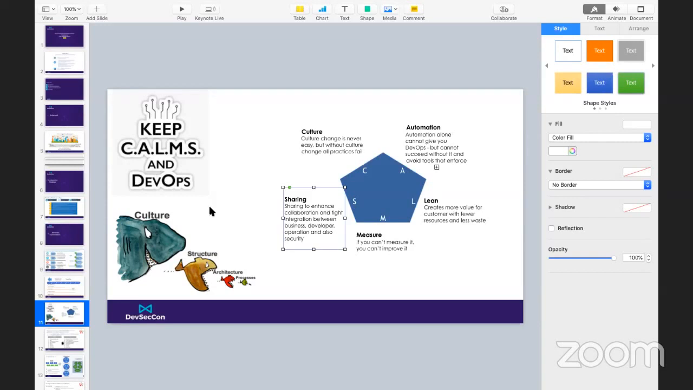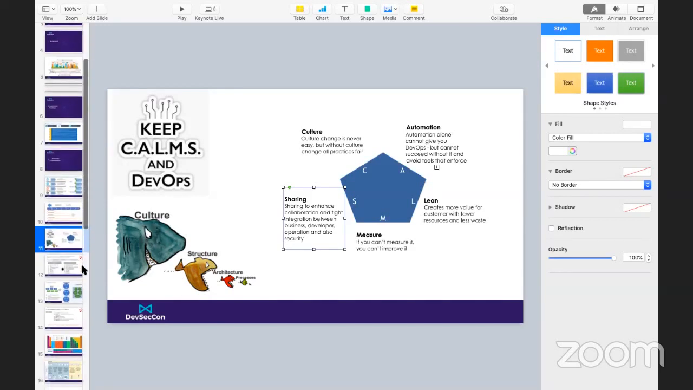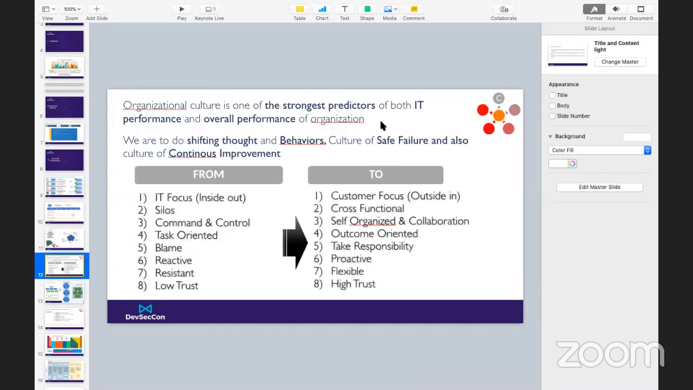If you see the image here, culture is like a shark. If you focus only on process, it is only a small piece. If you focus only on architecture, the architecture is the structure, and culture will bite everything here. So we need to focus on culture first. We know changing people and culture is not easy, but you need to see this. We will cover all of this one by one, including how we do the implementation.